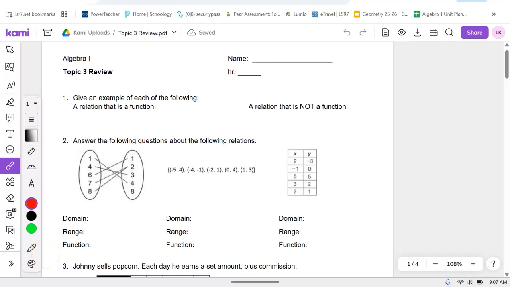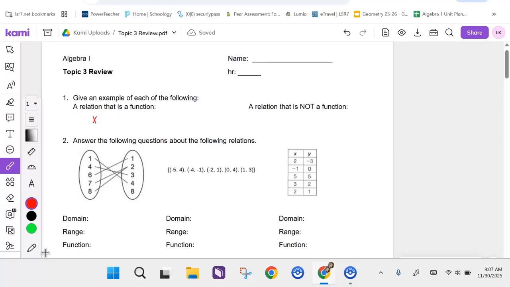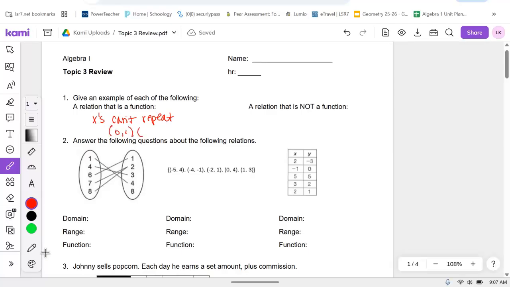Alright, topic 3 review video. So when it says give an example of each of the following, a relation that is a function. Remember, your x's can't repeat. So anything like 0, 1, 1, 2, 2, 3, whatever, as long as your x's don't repeat. A relation that is not a function, you would want to make where your x's repeat. So as long as you make something where your x's repeat, that would be an example of not a function.